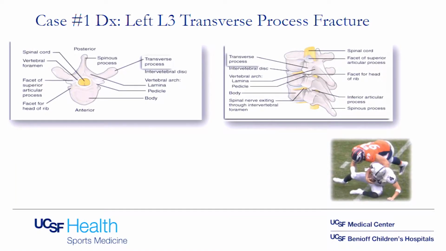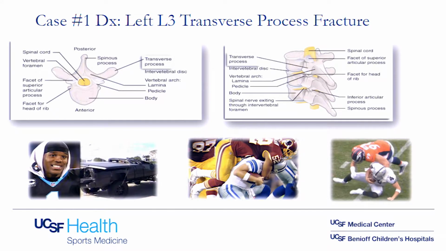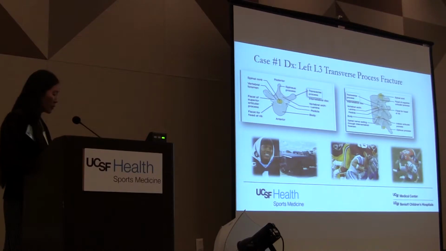So the diagnosis is the left. These weren't actually his x-rays, but his diagnosis is that left L3 transverse process fracture. And it's happened in many of our professional athletes that you've heard about. It happened in a car accident, Cam Newton, ended Tony Romo's career, and this hyperflexion injury happened recently in Derek Carr. So you can see that here's the transverse process.